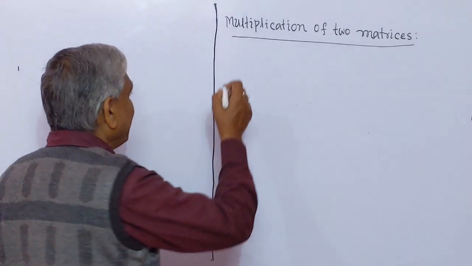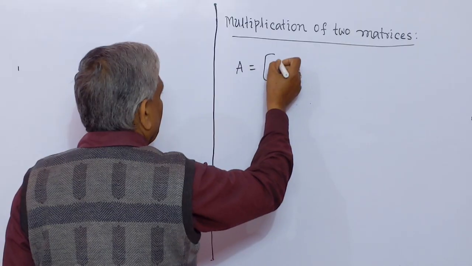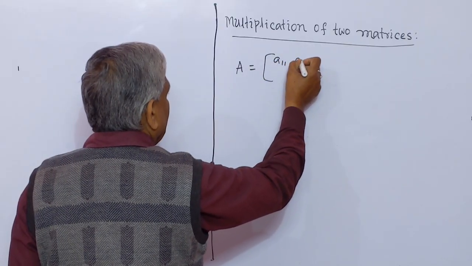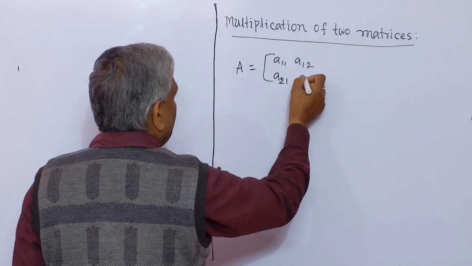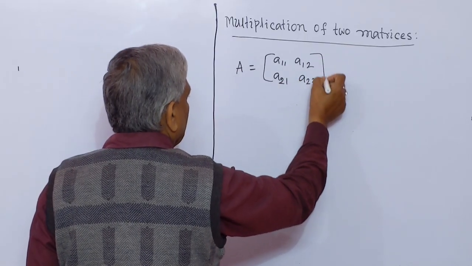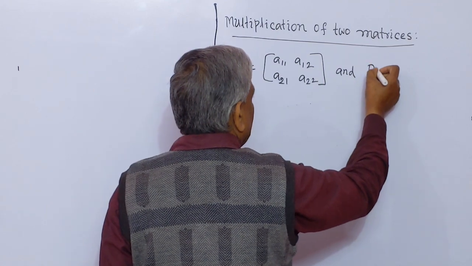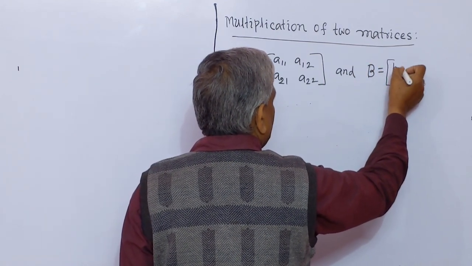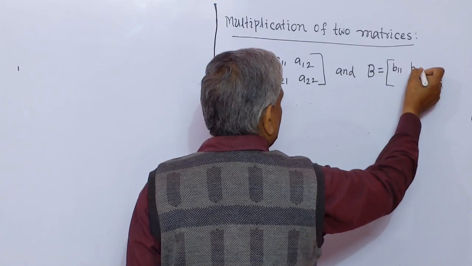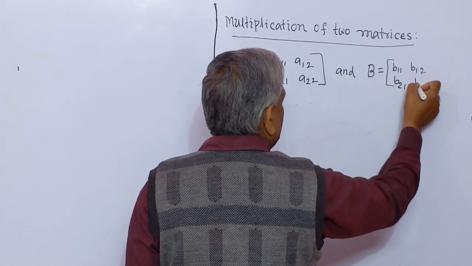Let A be the matrix with rows a11, a12 and a21, a22, and capital B equal to the matrix with rows b11, b12 and b21, b22.